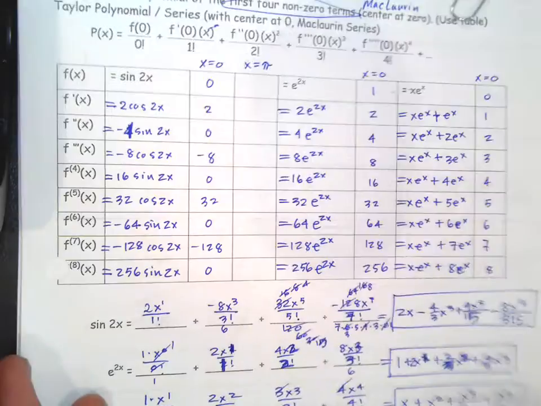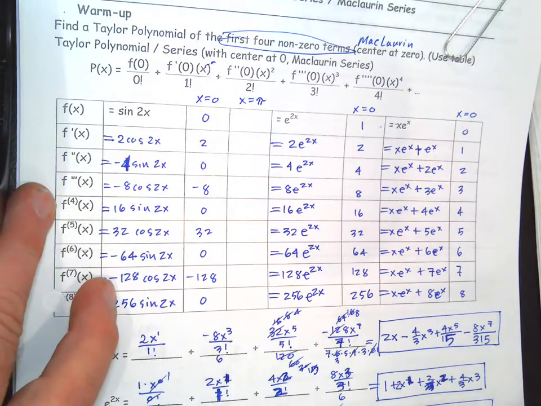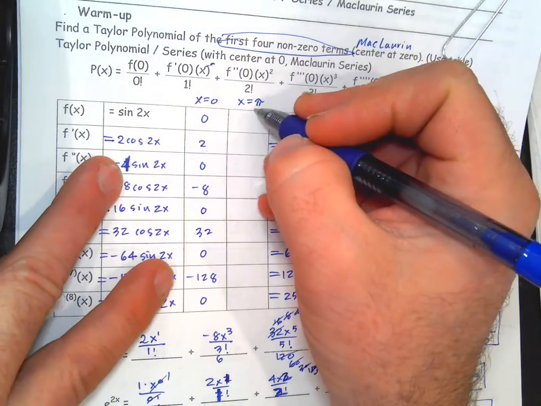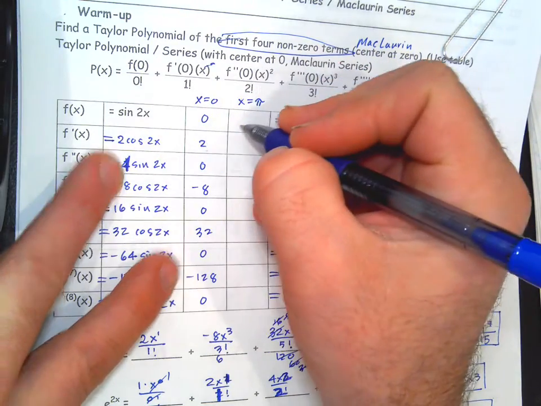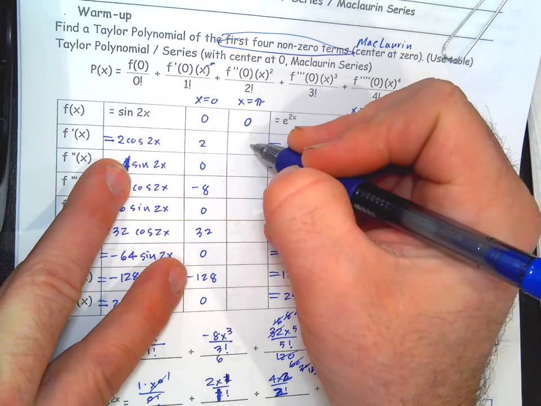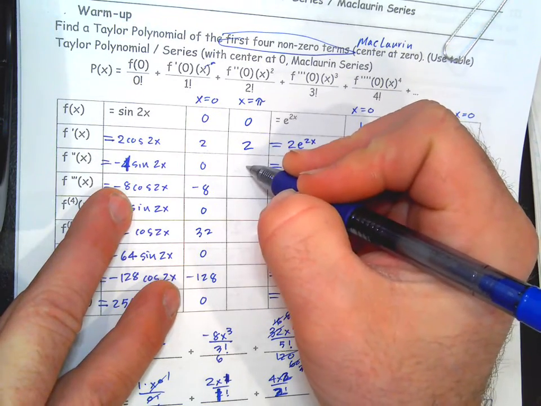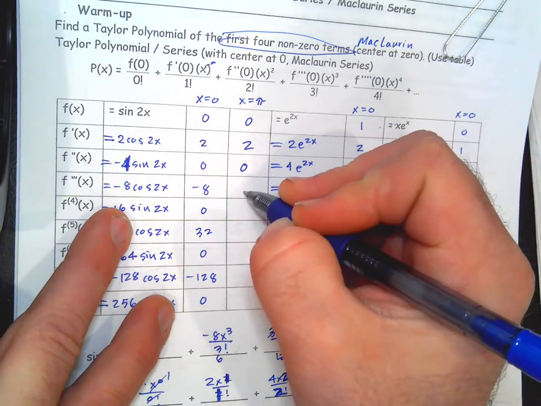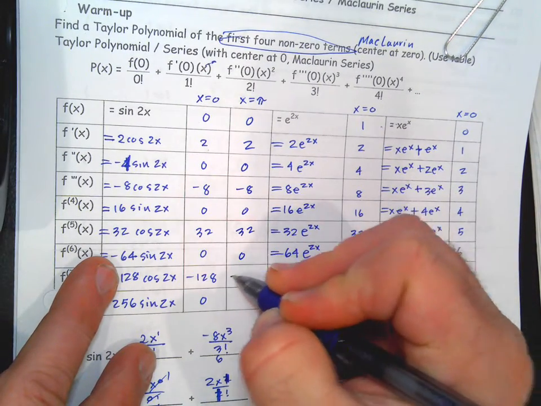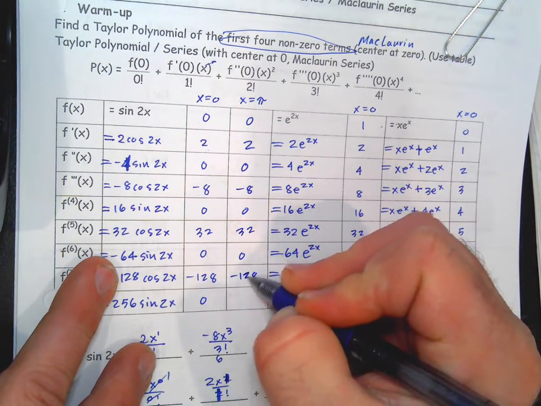Now, we would take all the derivatives. That shortcut I was talking about before, I don't think we're going to be using it if it's not centered at 0. So we plug pi in. Sine of 2 pi is 0. Cosine 2 pi is 1. Sine of 2 pi is 0. Cosine 2 pi is 1. So it's interesting, we actually get all the same values that are going to help make the coefficients.